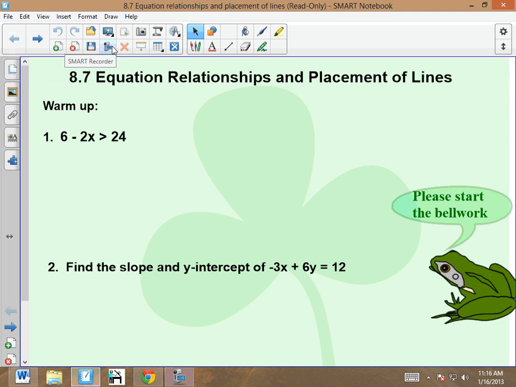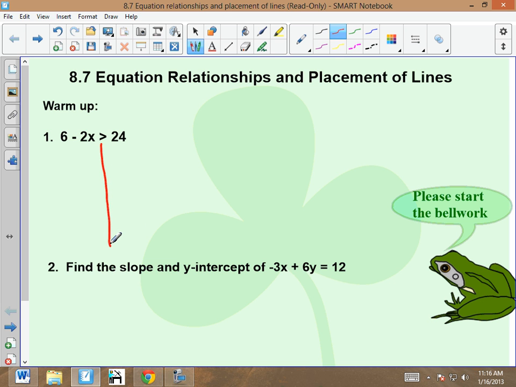Okay. We're going to begin by going over the bell work. This is an inequality. Now, the one thing I need to remember about an inequality: if I multiply or divide by a negative, I have to flip my inequality symbol. I know right away, because this is a negative 2x, and the x is on one side, I'm going to have to divide by a negative, so I'm going to be flipping my inequality.